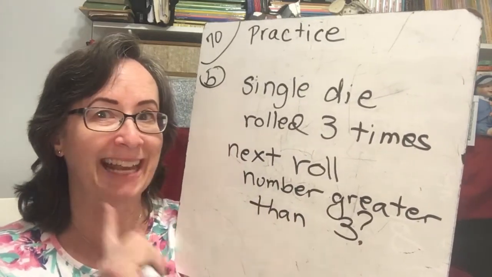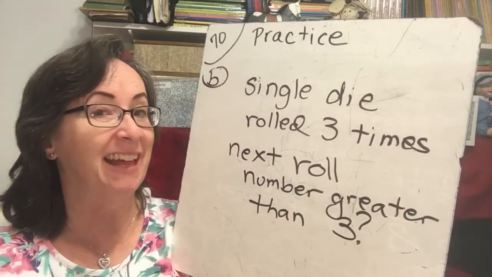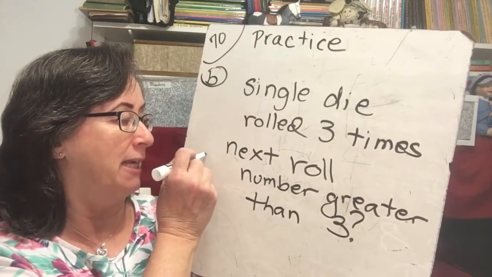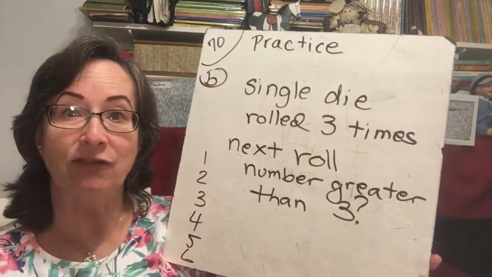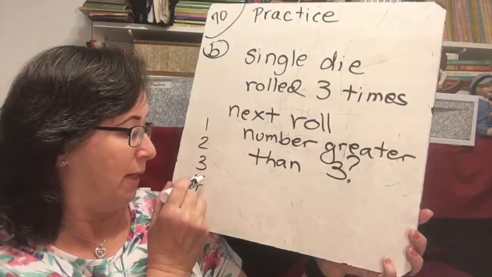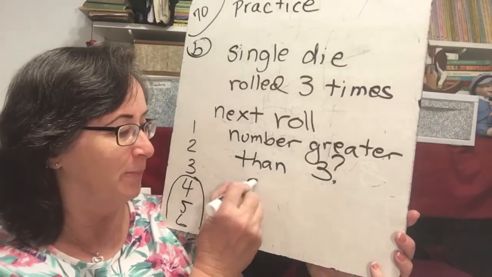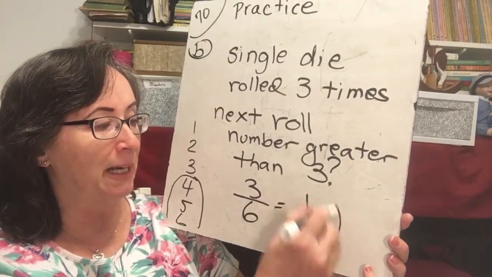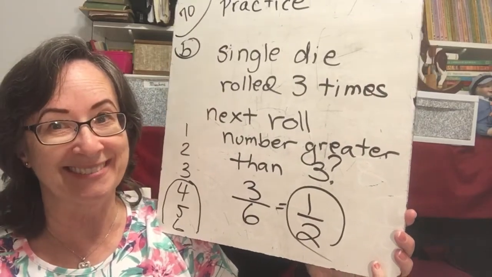Each one stands alone. Okay, so we're really looking at the probability that any roll of the die is greater than the number 3. So remember, on a die we have 1, 2, 3, 4, 5, 6 faces. And of those, the numbers that are greater than 3 would be 4, 5, 6. So there are 3 that meet the requirement out of 6 in the total sample space. So the probability that the next roll will be greater than 3 would be 1/2.